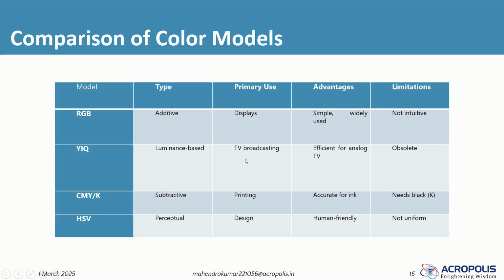So let's quickly compare these models. RGB is additive and used in digital screens. CMYK is subtractive and used in printing. HSV is perceptual and great for user interfaces and design. And YIQ was efficient for analog TV but is mostly outdated. So each model has its own sense and is chosen based on its applications. The advantages, primary use and limitations are given, which you can read afterwards.